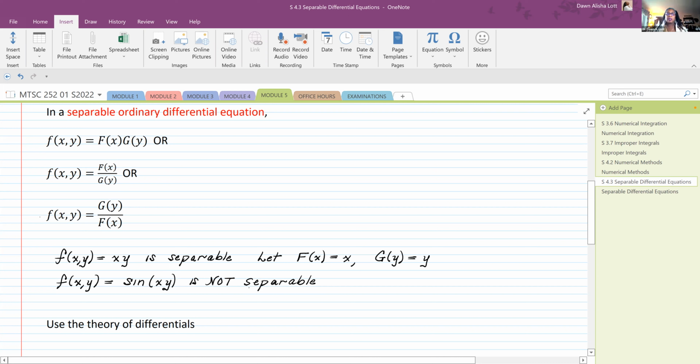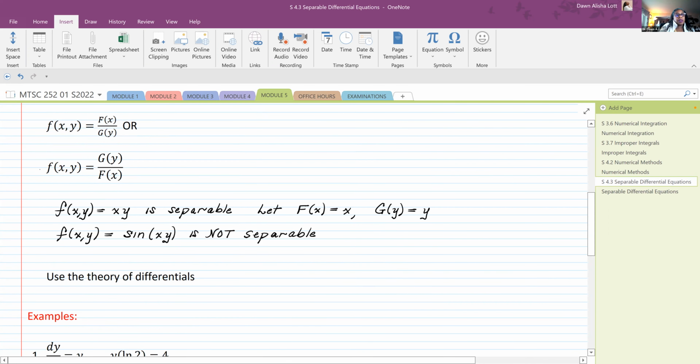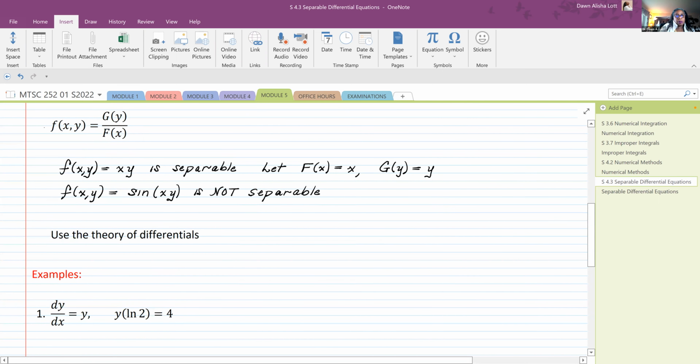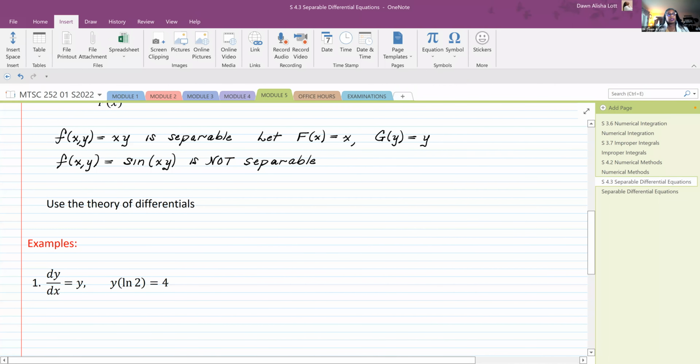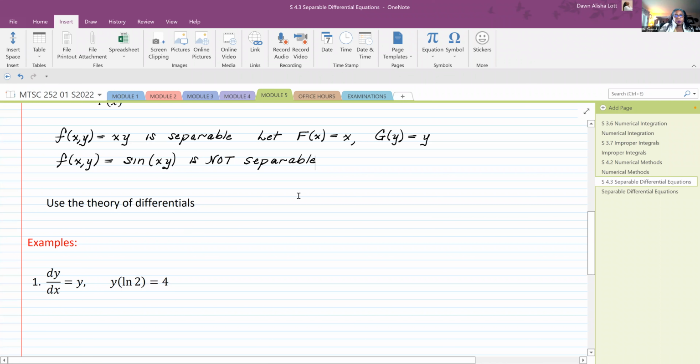So I cannot make it just one function of X times a function of Y or a quotient. I can't do that. Okay. All right, so we're going to use the theory of differentials. How are we going to use the theory of differentials? Well, let me show you in the first example.